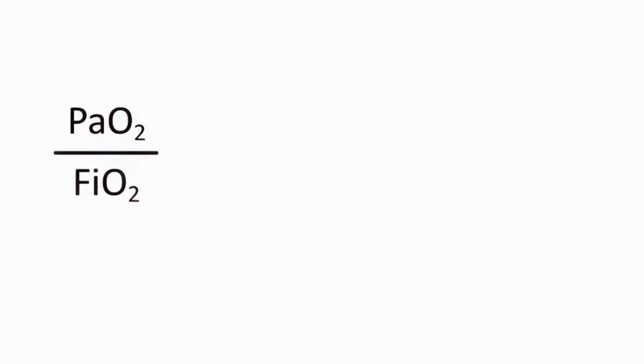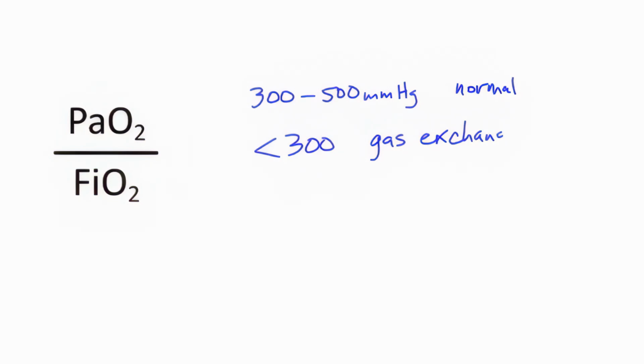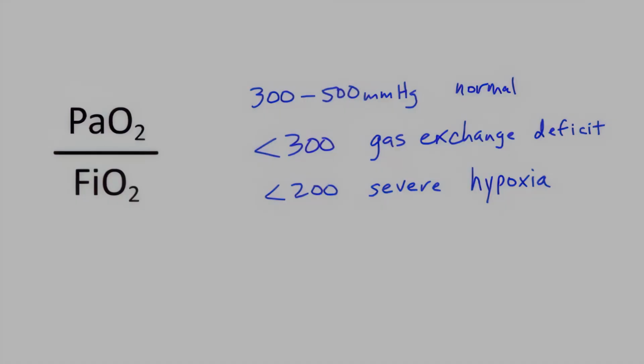So the second way to measure oxygenation is to use the PaO2-FiO2 ratio. This is the arterial O2 divided by the FiO2. Remember, for a gradient, you're subtracting. For ratios, you divide. Again, the FiO2 is going to be related to the alveolar O2 in some way. The normal value for this ratio is 300 to 500 millimeters mercury. Less than 300 indicates a gas exchange deficit. Less than 200 is severe hypoxia, which is something you might see with ARDS, acute respiratory distress syndrome.